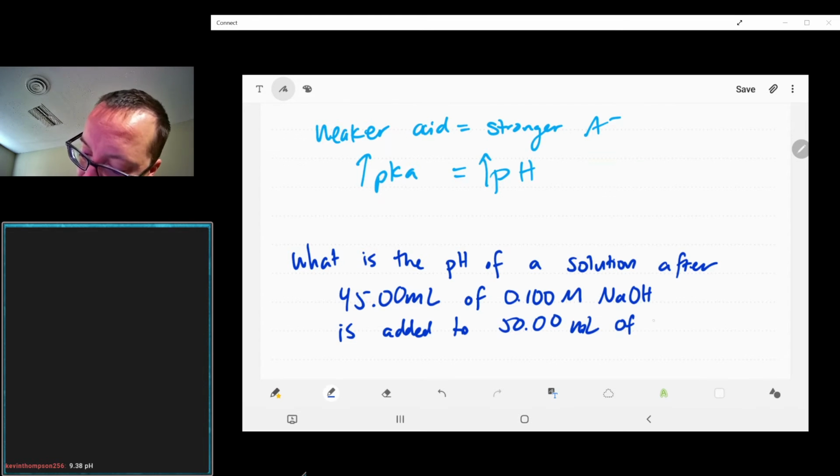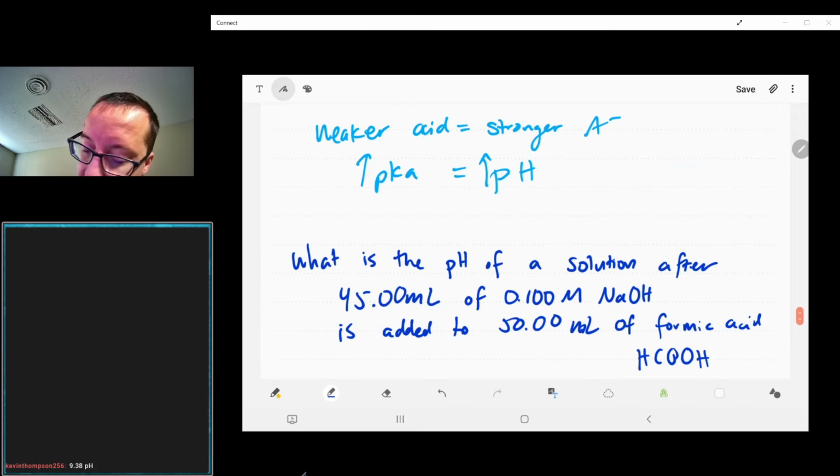What acid shall we use? How about formic acid? Which is going to be that guy. Let's go ahead and see what this is going to mean. So formic acid, we know, is going to react with sodium hydroxide. We're going to end up using up all of our sodium hydroxide. Oh, I guess we should have the concentration of formic acid, huh? Let's have it be the same concentration.